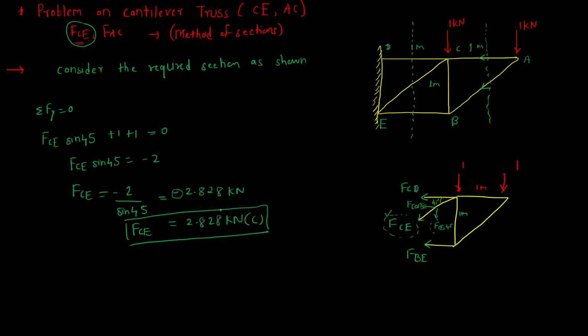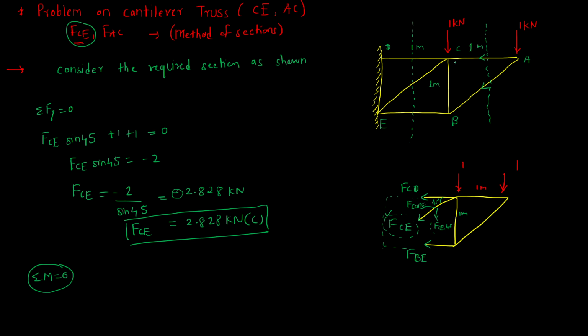Now I will tell you one more point. If FCD and FBE had been asked, then in such cases you would have to use another condition of equilibrium, that is sigma M equal to 0. About which point can we use this? The point you have to take is the point at which at least two of these three forces coincide, that is, at least two forces pass through that point.